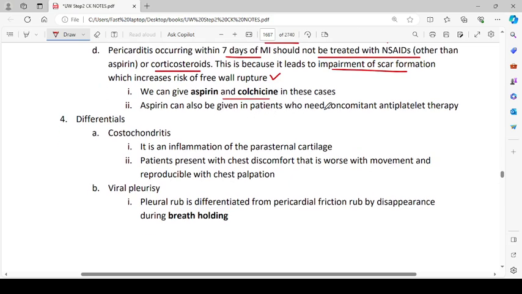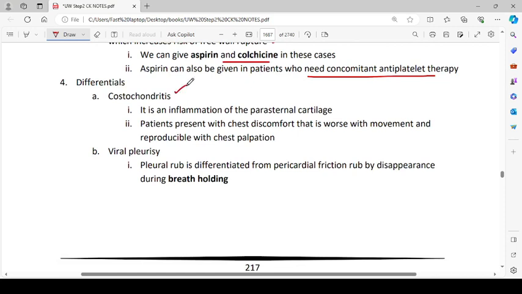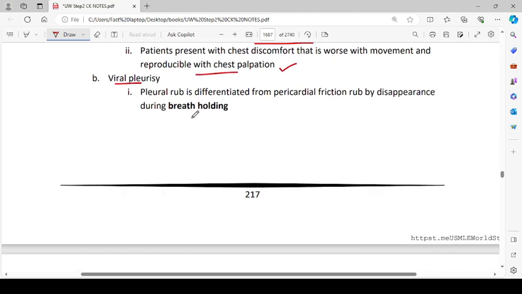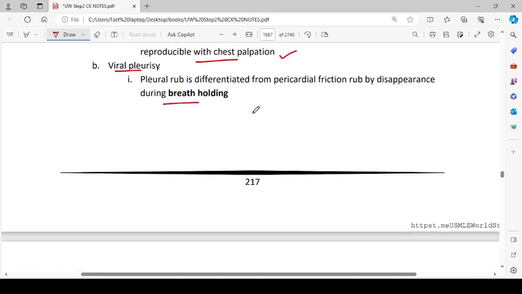Aspirin can also be given in patients who need concomitant antiplatelet therapy. Differentials: costochondritis, an inflammation of the parasternal cartilage. Patients present with chest discomfort that is worse with movement and reproducible with chest palpation. Viral pleurisy: pleural rub is differentiated from pericardial friction rub by its disappearance during breath holding.